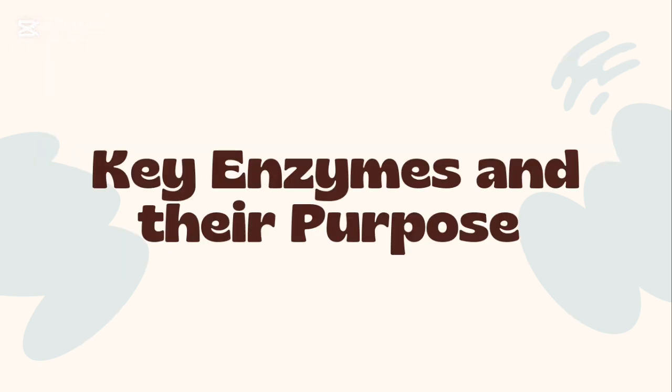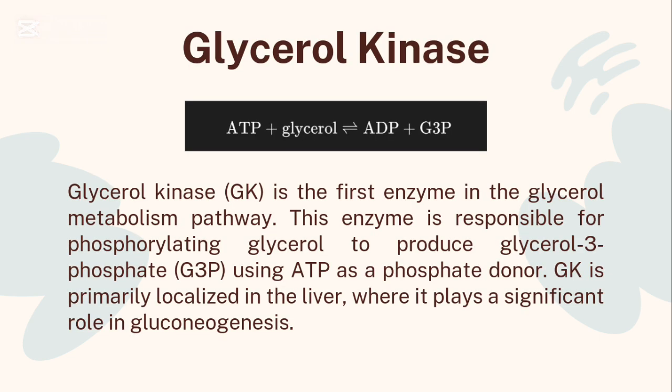The metabolism of glycerol involves several key enzymes, each playing a crucial role in converting glycerol to intermediates in various metabolic pathways. And these are the following. First is glycerol kinase. Glycerol kinase is the first enzyme in the glycerol metabolism pathway. This enzyme is responsible for phosphorylating glycerol to produce glycerol 3-phosphate, or G3P, using ATP, or adenosine triphosphate, as a phosphate donor.